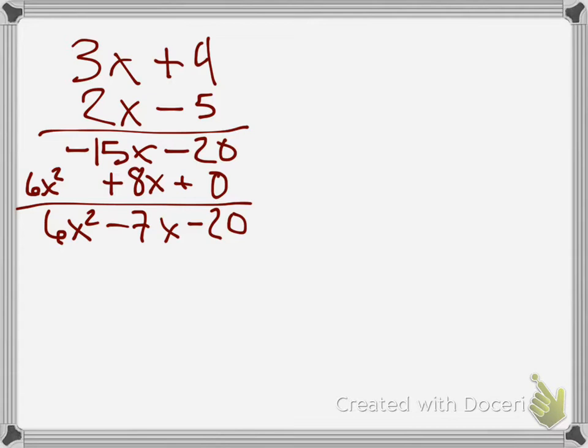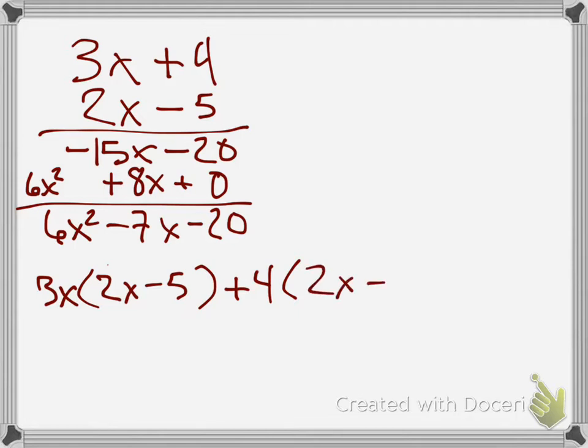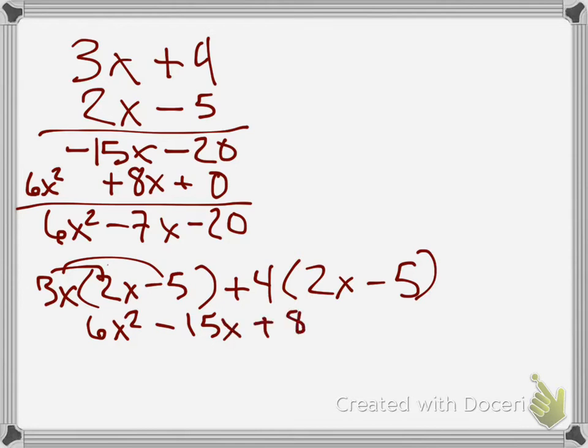Distributive property would tell me that I would say 3x plus 4 and go 2x minus 5, 2x minus 5, and then distribute. So 3x times 2x is 6x squared. 3x times negative 5 is negative 15x. 4 times 2x is positive 8x. 4 times negative 5 is negative 20. And then notice how these two can combine. You get 6x squared minus 7x minus 20.